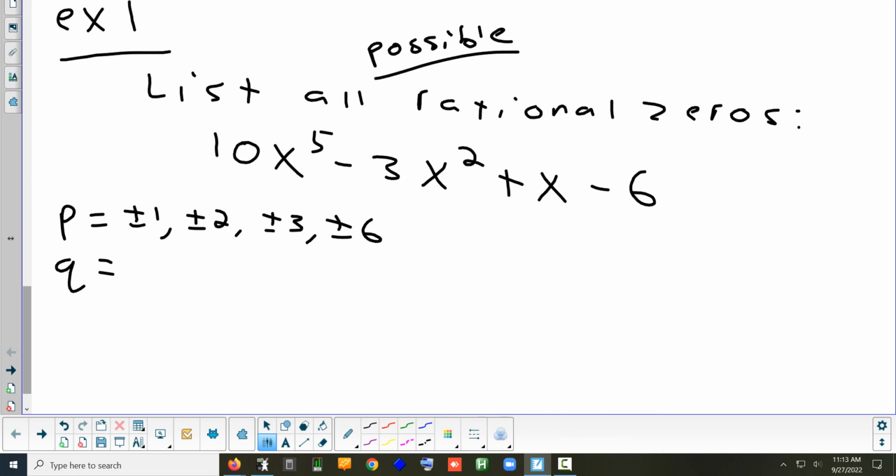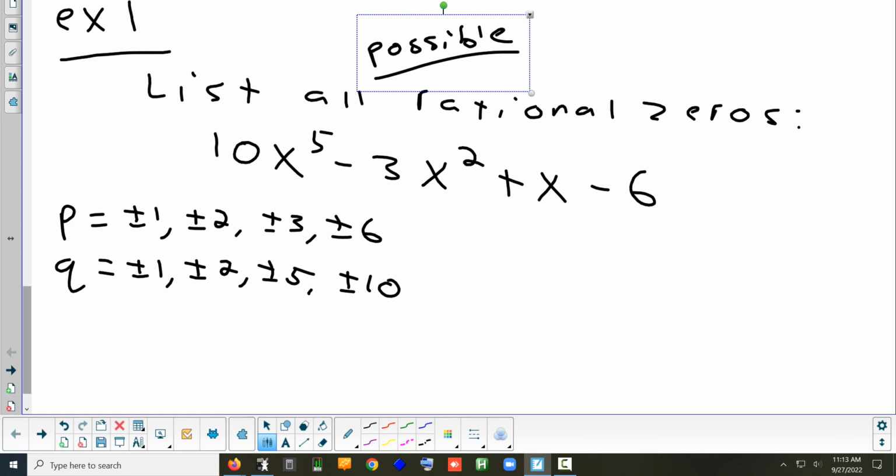Q are all the factors of the leading coefficient. What are all the factors of that number? Plus or minus 1, 2, 5, and 10. So if this graph, I'm not saying if, this is just a possible list of options. If it crosses the x-axis at a fraction, the number in the top of the fraction is one of those 8 values, and the number in the bottom of the fraction is one of those 8 values. So now we have a place to look.